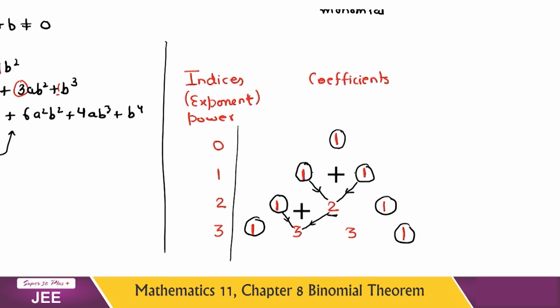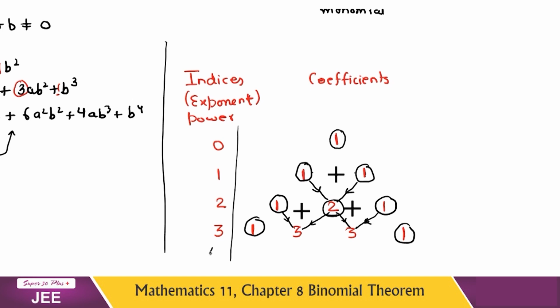And this 3 is a result of addition of this 1 and this 2. 1 plus 2 equals 3. This 3 is also the result of addition of this 2 and this 1. 2 plus 1 is also equal to 3. So if I ask you, can I continue this series? The answer would be yes.